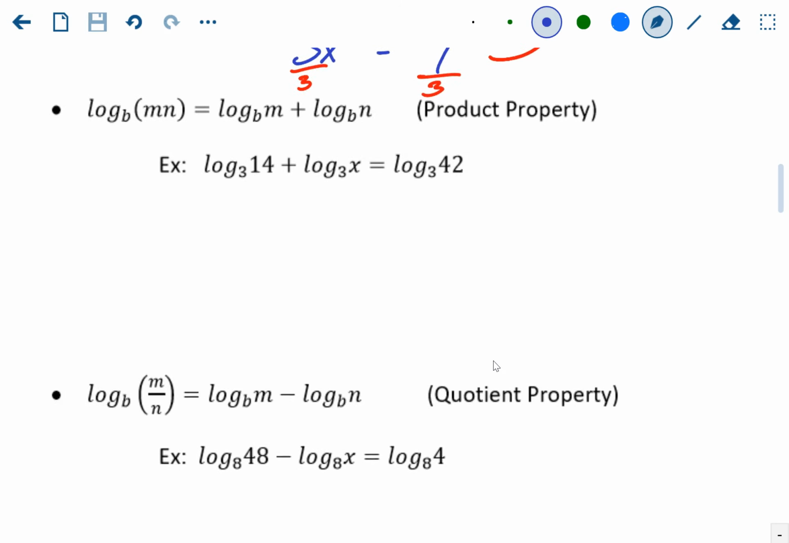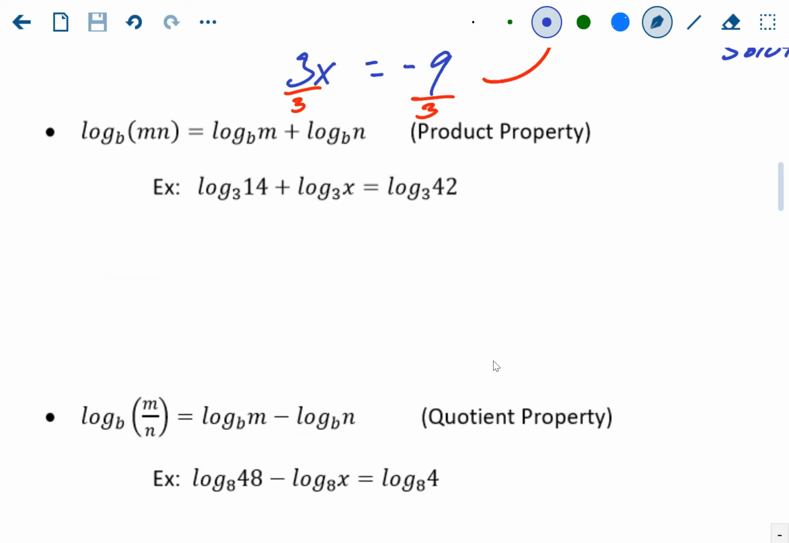So let's look at this example. We have log base 3 of 14 plus log base 3 of x equals log base 3 of 42. Again, for all these problems, the bases are always going to be the same. If they're not the same, we really can't do anything with it. So we have two log base 3's being added together. The product property states that we could take both the inputs and multiply them together. So I'm going to take the 14 and the x and multiply those together. We're going to write it as one log base 3 of 14 times x.